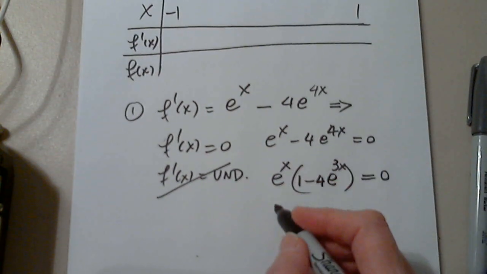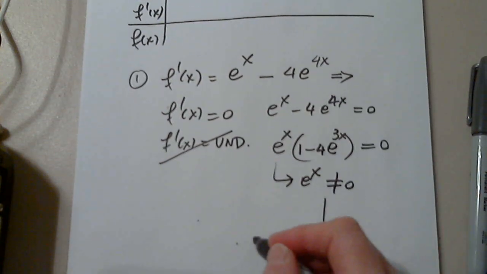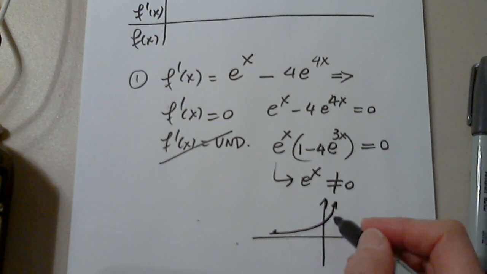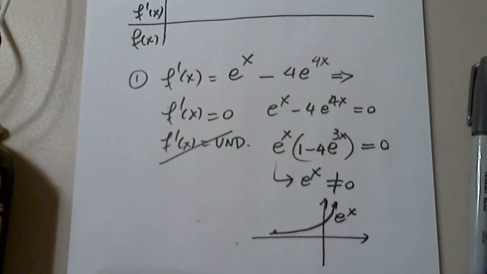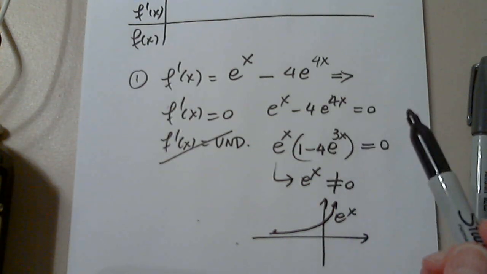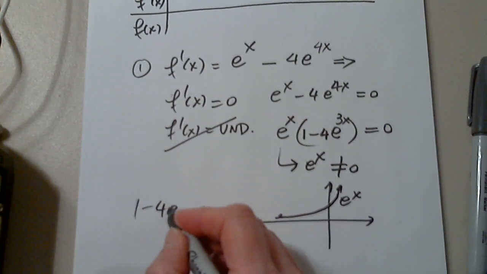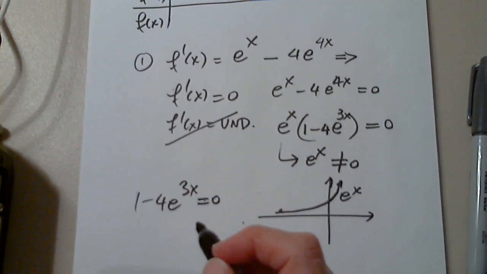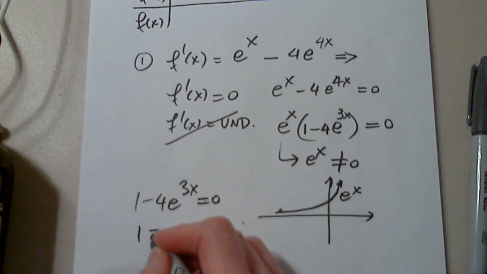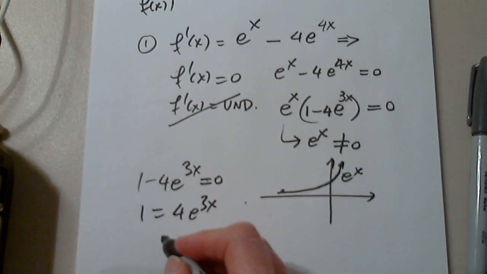Awesome. Well, e to the x is never 0. How come? Well, remember the graph. E to the x is never 0. But 1 minus 4 e to 3x can be 0. And I'm going to move this to the other side. 1 equals 4 e to 3x. And of course, I'll divide by 4. I have to clean it up.